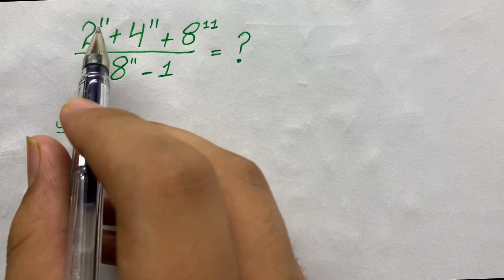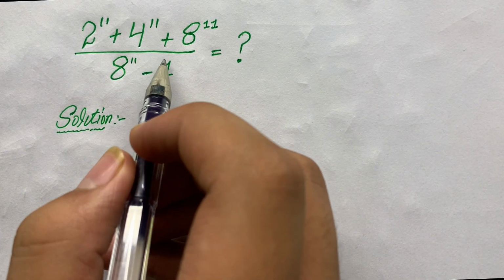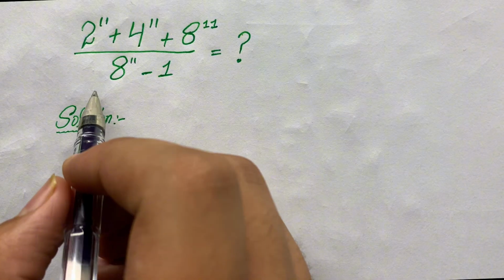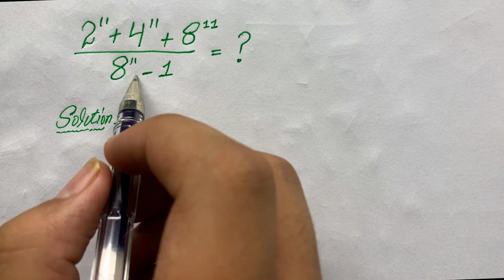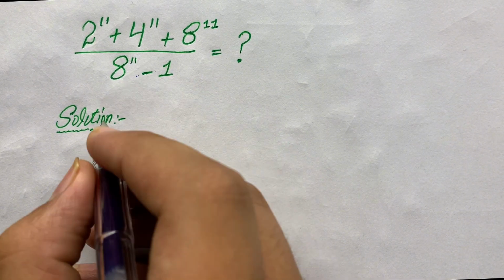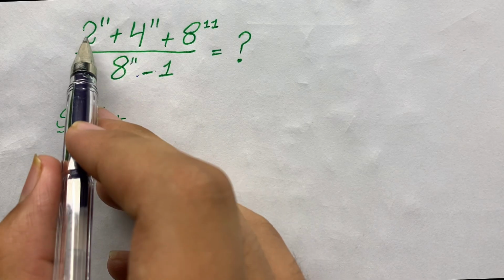Today we are solving (2^11 + 4^11 + 8^11) divided by (8^11 - 1). Now, first we simplify these.